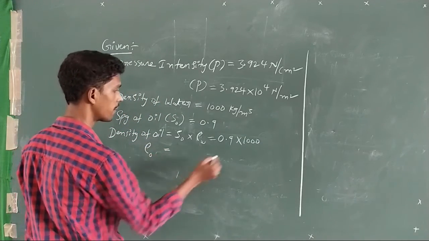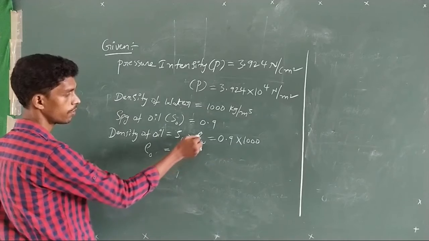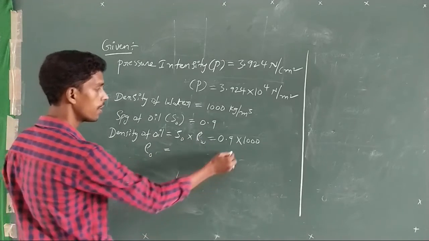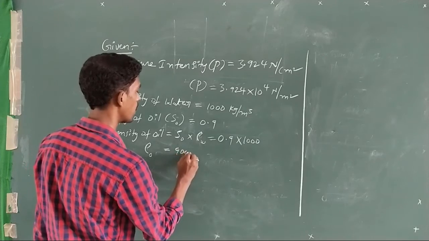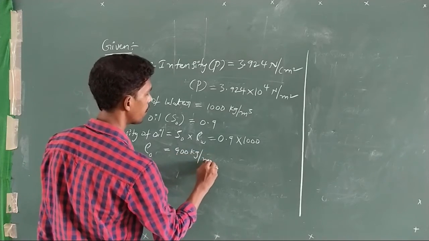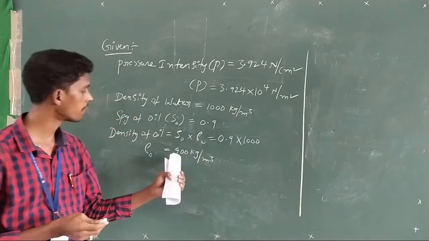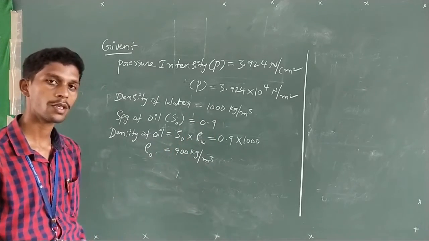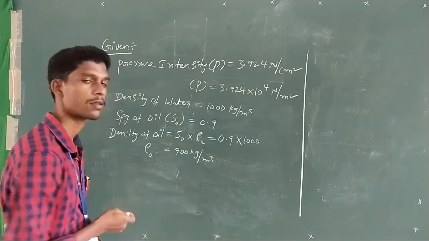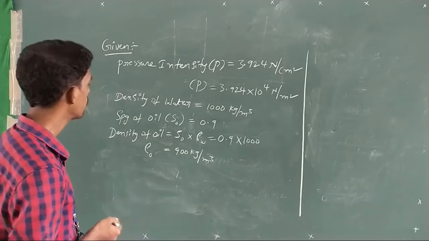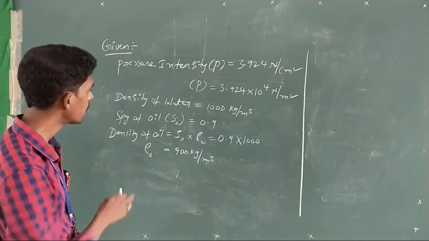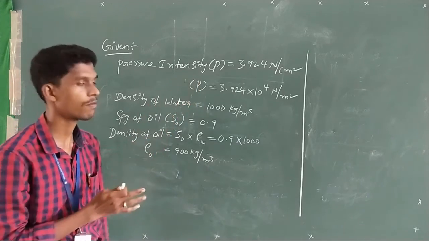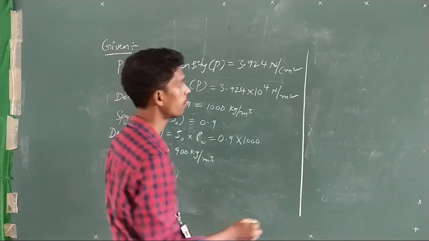So what about the density of oil here? It is rho naught. So it is rho W, density of water. It is rho naught, density of oil. So what about this one? 900 kg per meter cube. See this, the density of oil is somewhat lesser than the density of water. So when comparing to water, oil is somewhat lighter, right? So we have found out the densities and we have got the pressure intensity. Can we move into the problem?